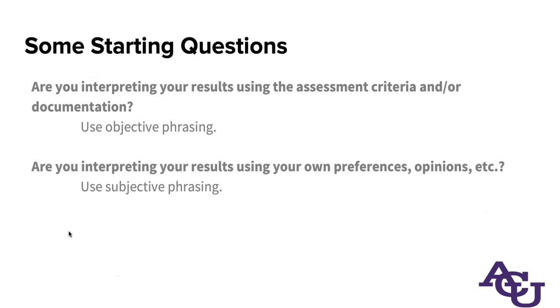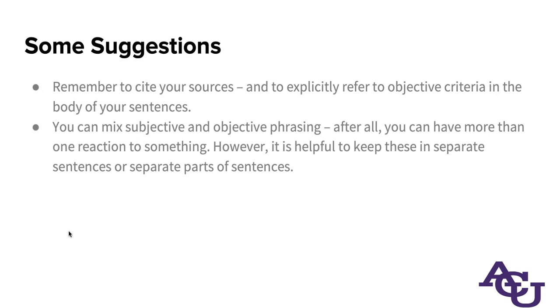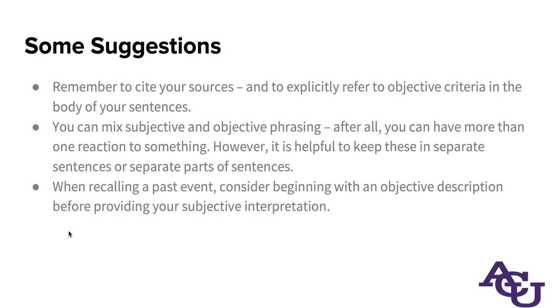Now, again, if you are interpreting your results using the assessment criteria or the documentation provided here, which are referred to in the assignment guidelines, you're going to be using objective phrasing. And when it comes to interpreting or deciding what you're going to do with those results, that's going to be subjective phrasing. Do make sure you cite the sources, especially when referring to those objective criteria. Now, you can have both subjective and objective phrasing in the same sentence, but it's often helpful to separate that just to make sure you're doing everything that it's asking, where it's asking you to do that.